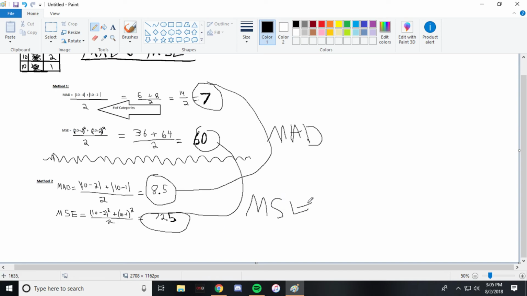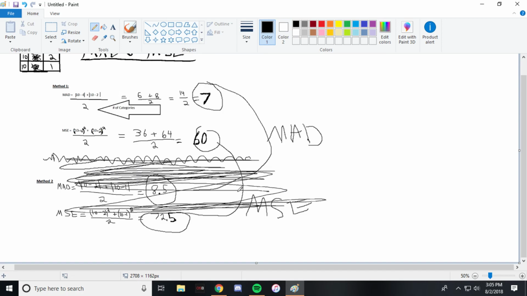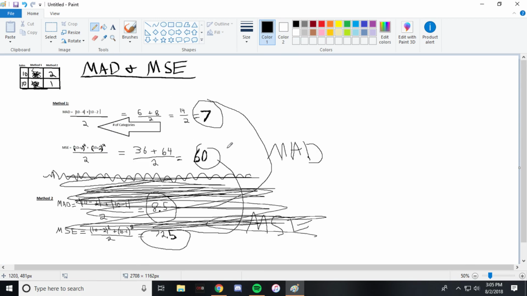What this tells us is that method 1 is the one we want to use because it has the smallest amount of error. The smaller the number, the smaller the error, and that's how you choose which one to use.